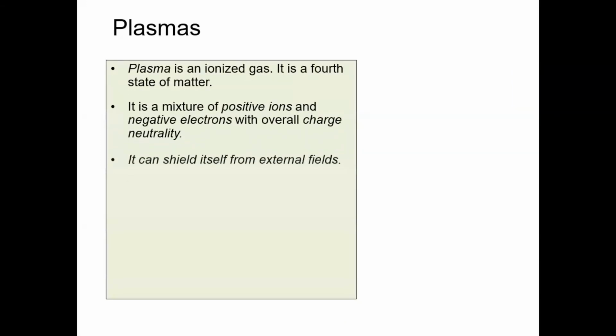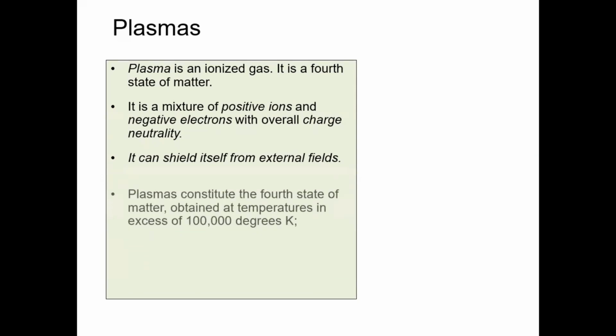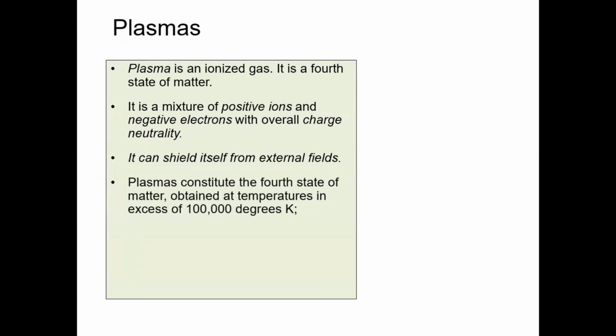So we can safely say that the plasma is an ionized gas. It is the 4th state of matter: the solid, the liquid, the gas, and then the plasma state. A mixture of positive ions and negative electrons with overall charge neutrality is in the plasma. Plasma can shield itself from the external fields and still have the charge neutrality present.